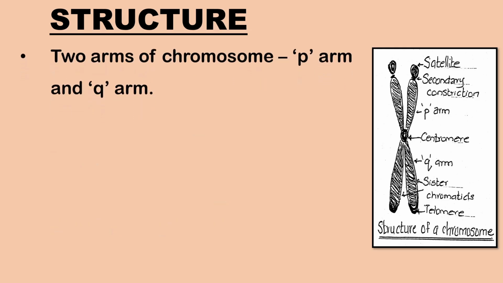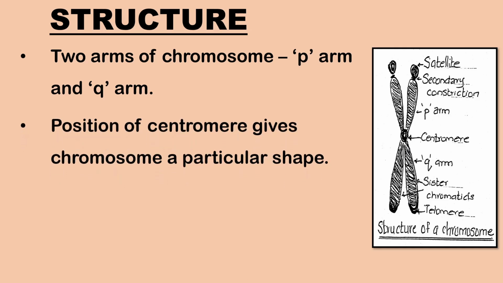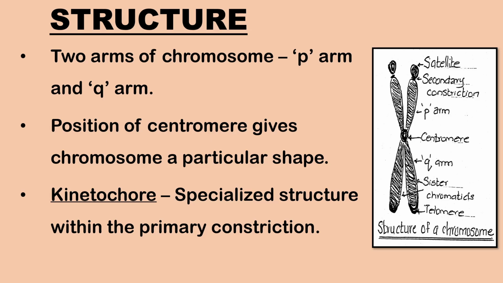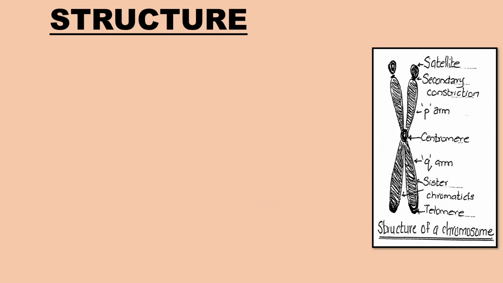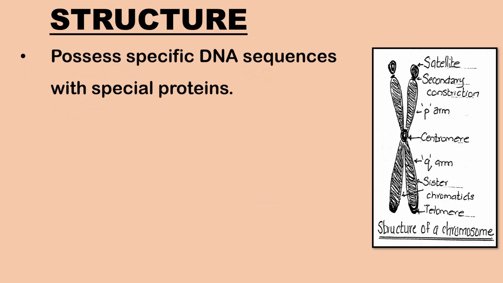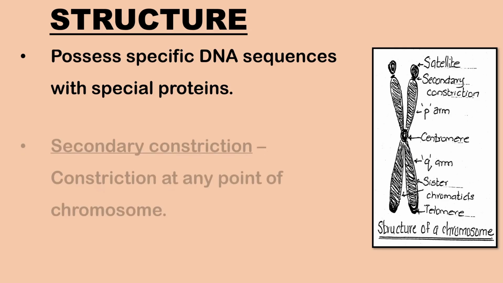Centromere divides the chromosome into two arms. The short arm of the chromosome is referred to as the P arm and the long arm is known as the Q arm. The position of the centromere gives the chromosome a particular shape. The kinetochore is a specialized structure within the primary constriction where the spindle fibers get attached. They possess specific DNA sequences with special proteins bound to them.